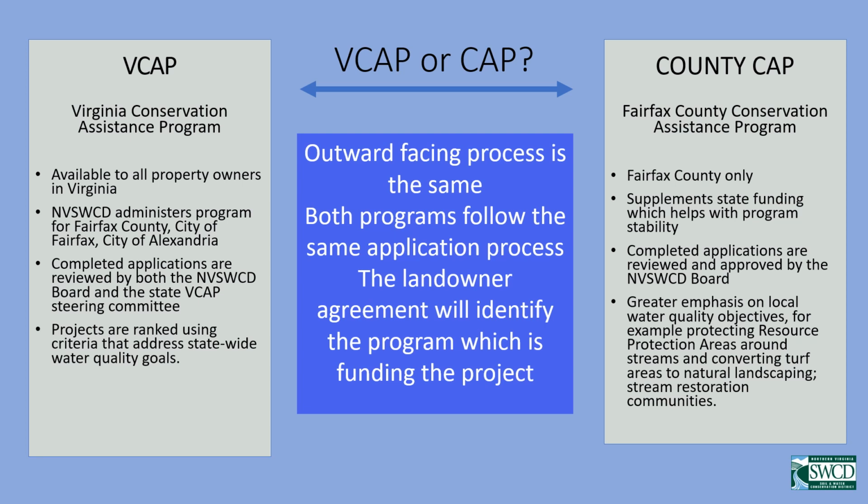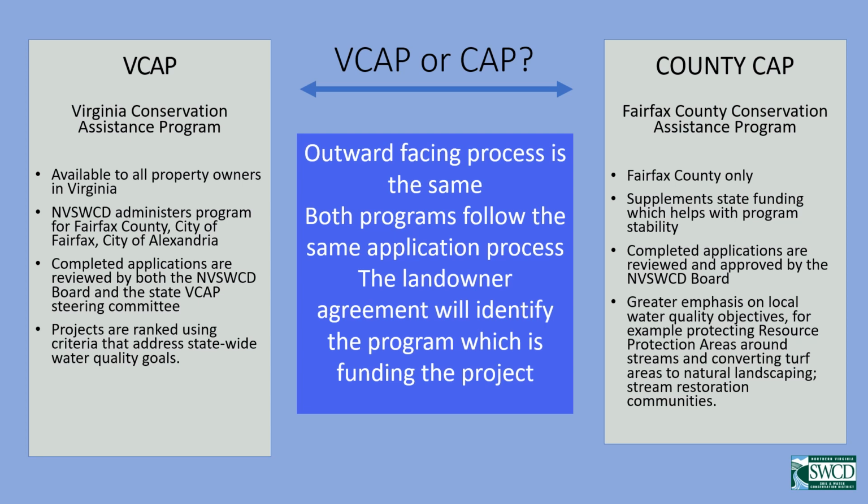VCAP is the statewide program, and it is available to all property owners in the Commonwealth. We administer the program for Fairfax County, the City of Fairfax, and the City of Alexandria. And the completed applications that are submitted are reviewed both by our board and the State VCAP Steering Committee. The projects are ranked using criteria that address statewide water quality goals.